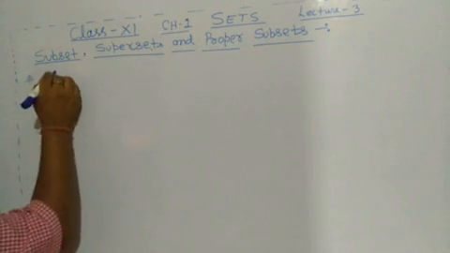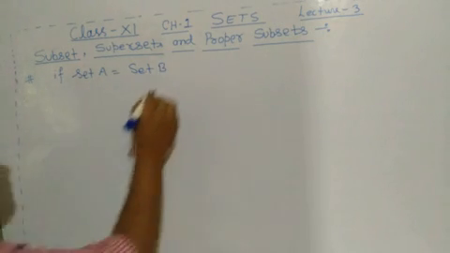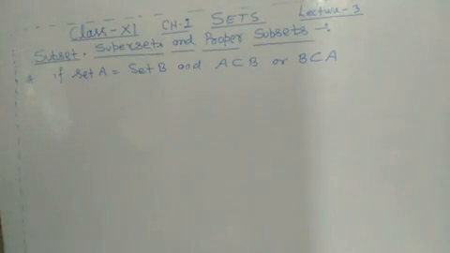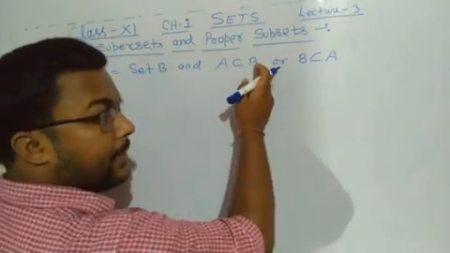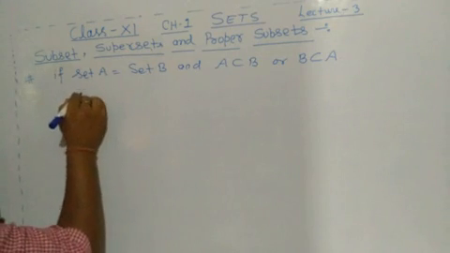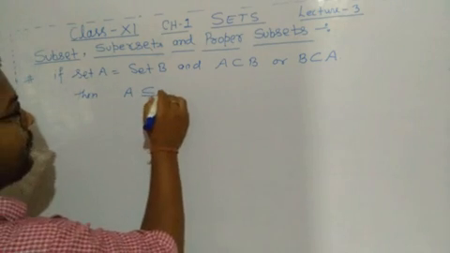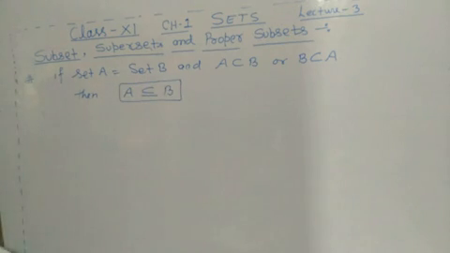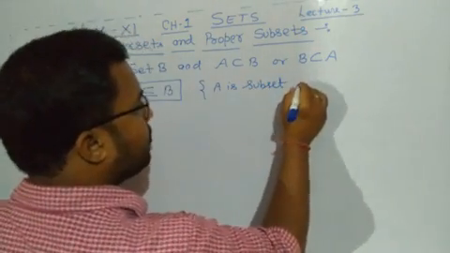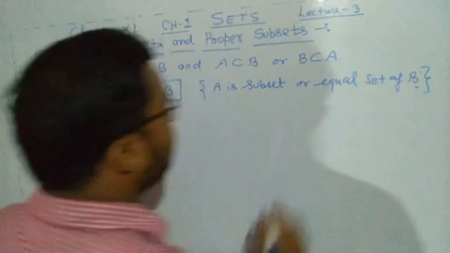Next, students, suppose set A is equal to set B, and A is subset of B or B is subset of A, meaning each and every element of set A belongs to set B and each and every element of set B belongs to set A. Then A is a subset or equal set of B.